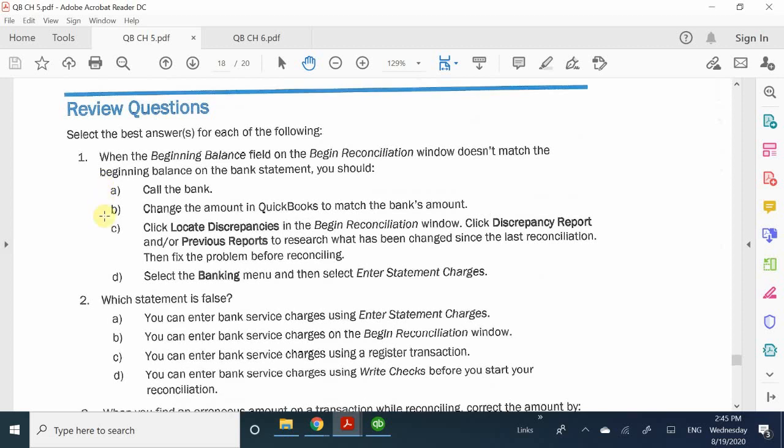C. Click Locate Discrepancies. Yes. That is correct. You need to click to locate where that discrepancy is and find it within all of your files. You could have done a typo. Great. That's good.